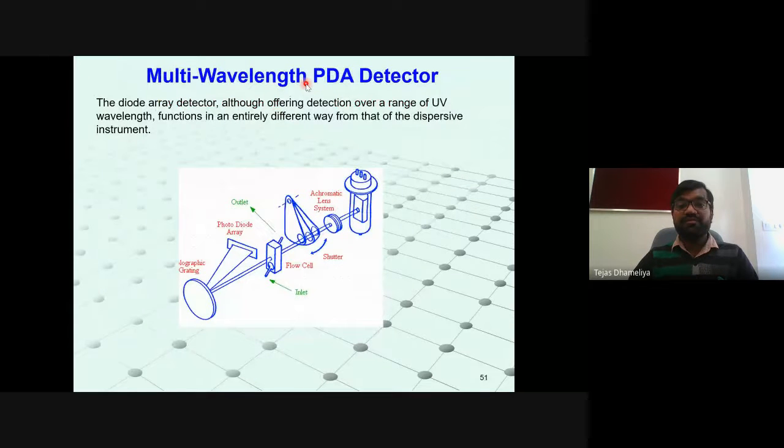Multiple wavelength photodiode array detector. So photodiode array means it is utilizing all these components. You can see holographic grating is there, but it is also having a photodiode array. And they are commercially available. And this is one of the advanced techniques of IC, instrumental engineering, instrumental diode techniques.